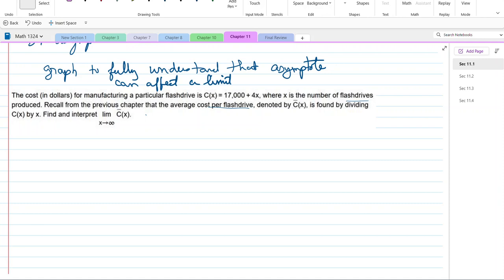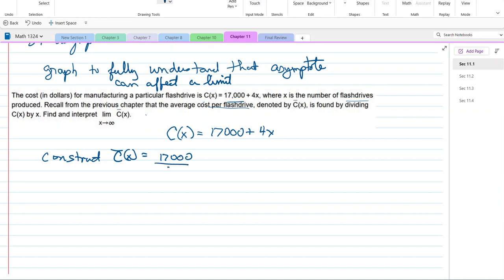The cost in dollars of manufacturing a particular flash drive is this. All right, so we have C of X equals 17,000 plus 4X, where X is the number of flash drives produced. Recall from the previous chapter that the average per flash drive, denoted by C bar of X, is found by dividing by X. Okay, so they want us to now construct C bar X. Oh, no problem. So we're going to have 17,000 divided by X plus 4, right.